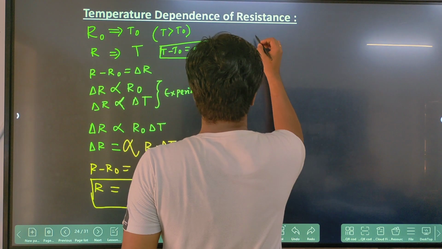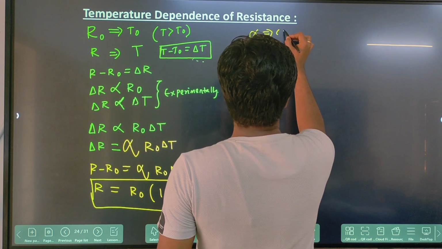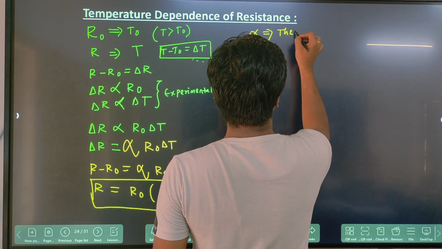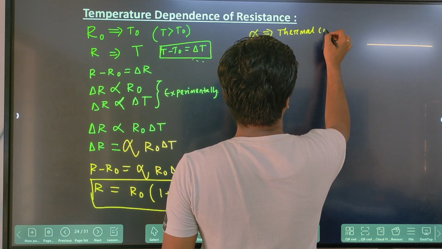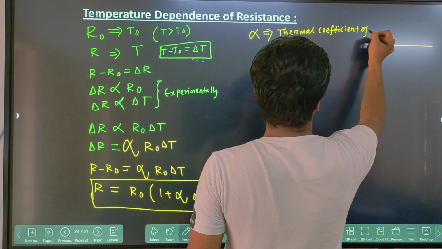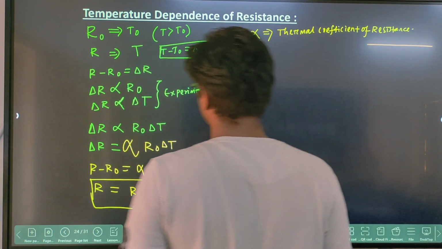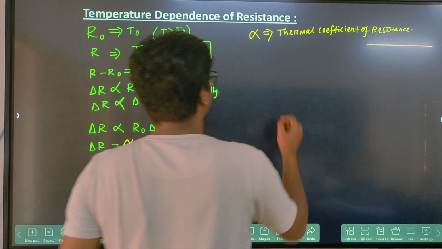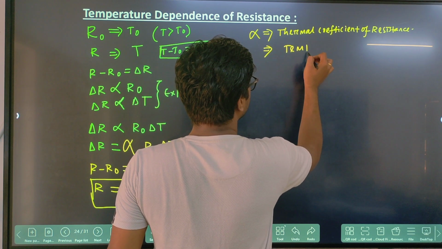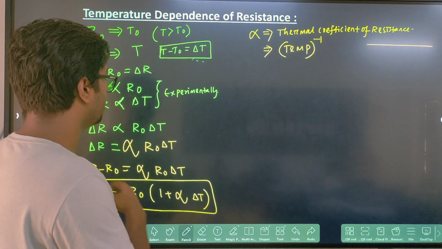Clear? What is alpha? Alpha is basically the thermal coefficient of resistance, right? Thermal coefficient of the resistance. And if you write down its unit, it will be temperature inverse, right? It's temperature inverse. Clear? This is the unit of alpha.